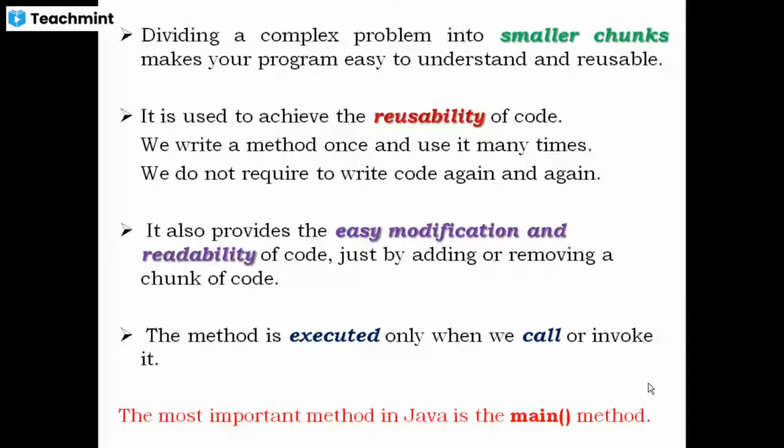Number four, the method is executed only when we call or invoke it. That means a method is not auto executed. Okay, it will execute only when we call or invoke it. That means whenever that particular code is required in our programming, we can call it. At that time that particular method will execute. In Java programming, the most important method is the main method in which we make our full program.